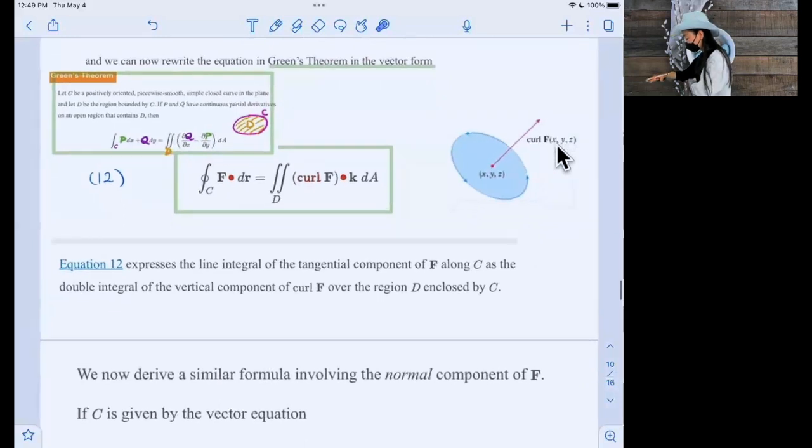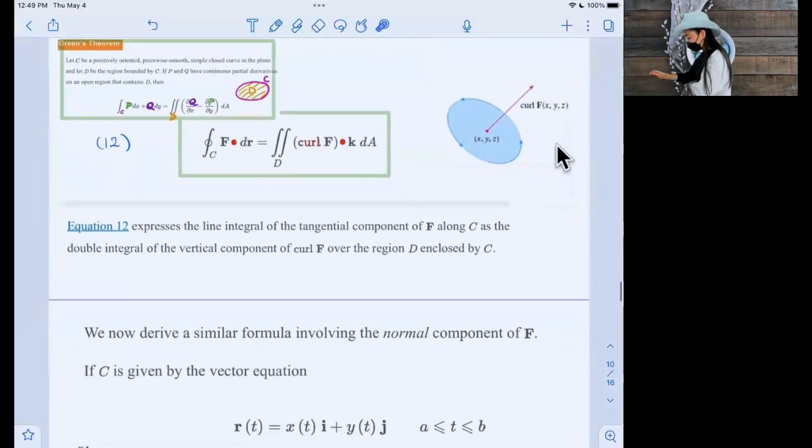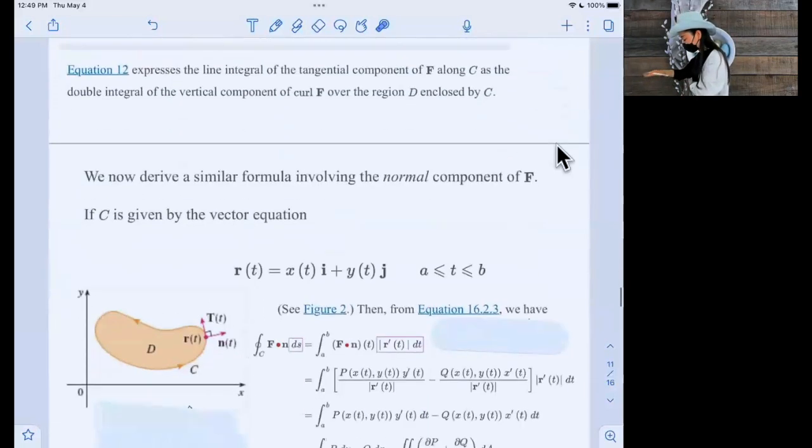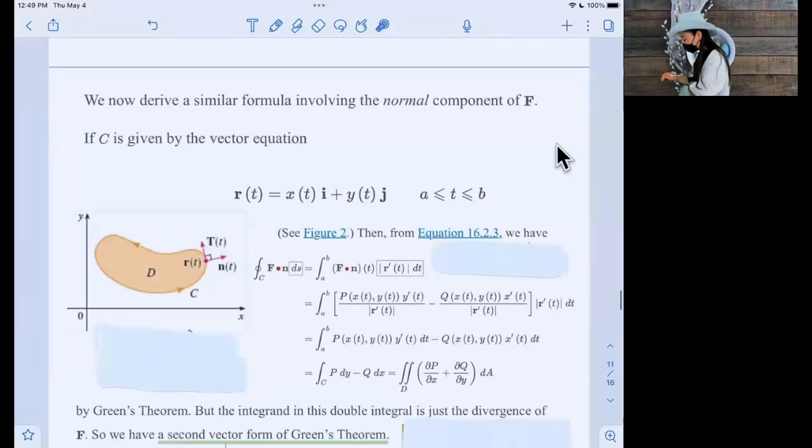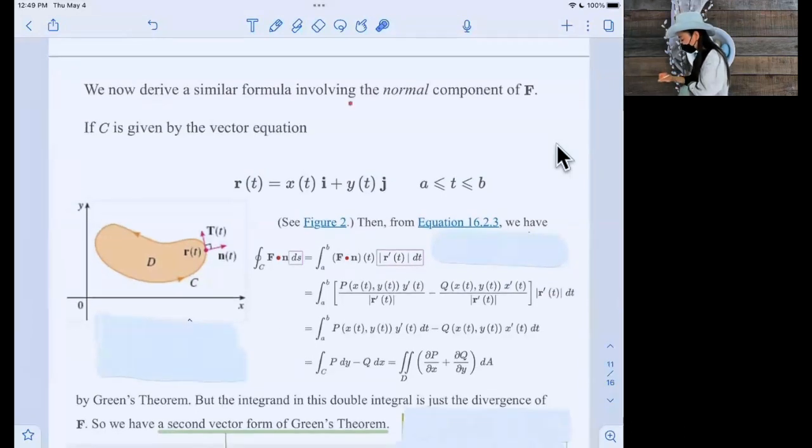Now I know today you have a lot of new definitions. You might get your head spinning, but it takes a while to digest. So sit down and think about it. Okay, we're going to define a similar formula involving the normal component of F.